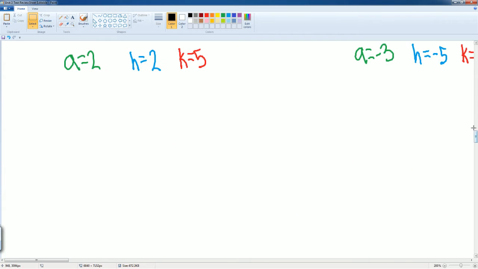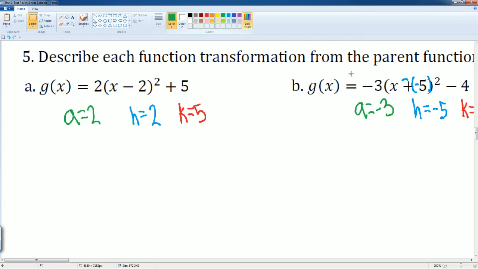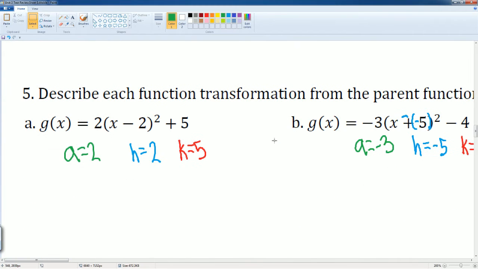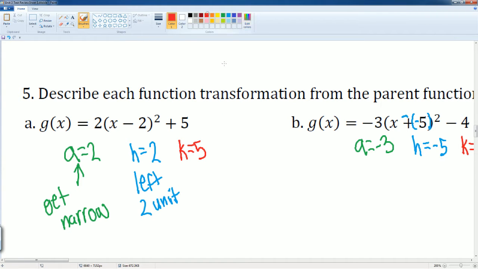So a equals 2. What does that mean? Well, if we look at our core concept from before, when a is bigger than 1, the parabola gets narrower. So we can say that a equals 2 will make it get narrower. h is equal to 2. This is going to tell us to go left 2 units. And k equals 5, which is positive. This is going to tell us to go up 5 units.